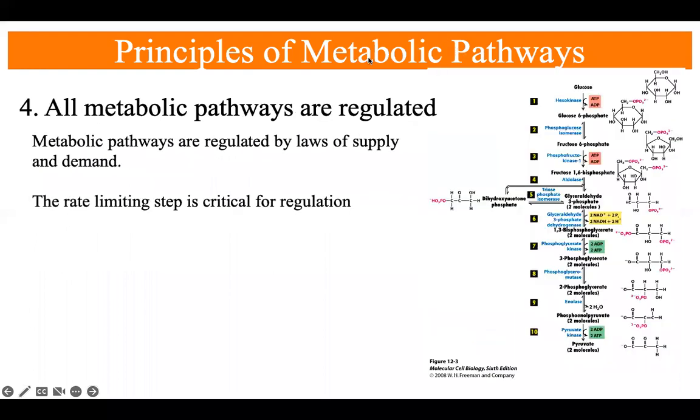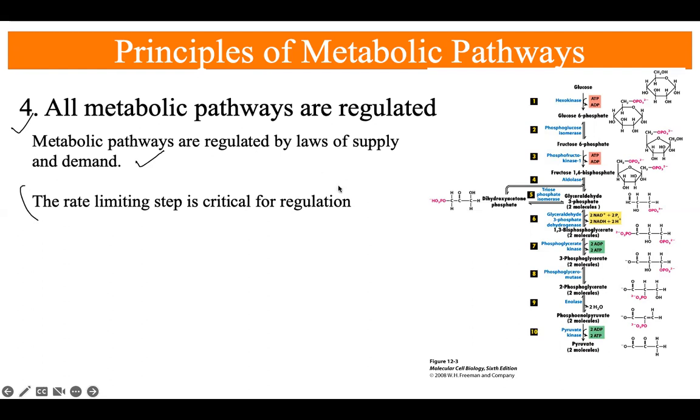Now, let's move on to the next principle, which is that all the metabolic pathways are regulated. Now, metabolic pathways are regulated by the laws of supply and demand. What does that mean? It means that if the cell requires a specific molecule at a present moment, there will be certain activators inside the cell which are going to regulate the pathway in such a manner that the product is being formed in large amounts. Whereas if the molecule is not needed at a moment, then the pathway will be shut down. This is to ensure that the energy is not being overconsumed and the energy is rather being saved.